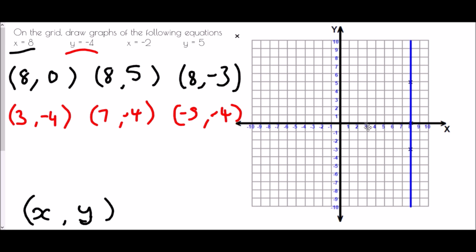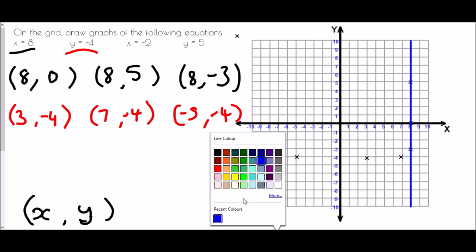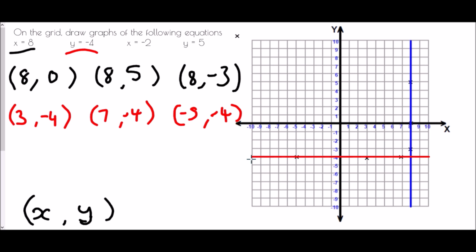So we have 3, -4. We have 7, -4. And we have -5, -4. Now again, you may notice that those 3 points all lie on the same straight line. So let's draw a line which joins them all together. There we go. So that is y equals -4. And we can keep going.